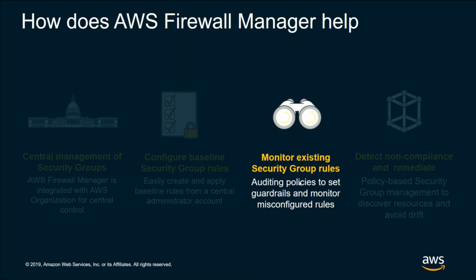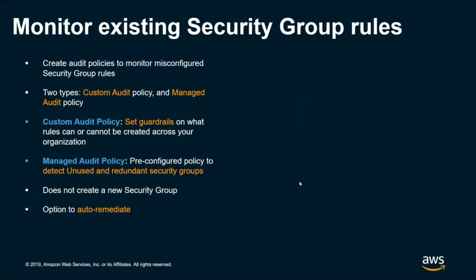There are two types of such auditing policies you can create in Firewall Manager. One is a custom audit policy, another is a managed audit policy. As the name says, a custom audit policy is a way for you to set custom guardrails on what security group rules can or cannot be created in your organization. The managed audit policies are pre-configured policies that we created for you based on what we have heard from other customers as to what is known to be misconfiguration.